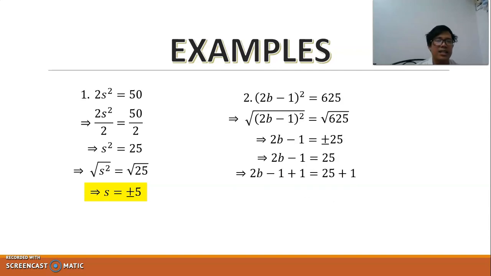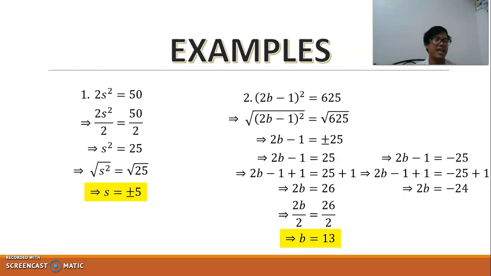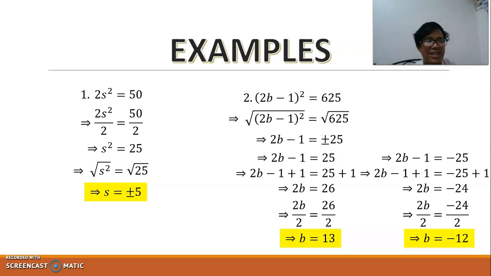Then, by applying APE, adding both sides by 1, we have 2b equals 26. Then, applying DPE, division property of equality, 2b over 2 equals 26 over 2. So, b is equal to 13. Now, let us equate into negative 25. 2b minus 1 equals negative 25. By applying APE, add both sides by 1. So, we have 2b equals negative 24, because negative 25 plus 1 is negative 24. Then apply DPE, dividing both sides by 2, 2b over 2 equals negative 24 over 2. So, b is equal to negative 12.